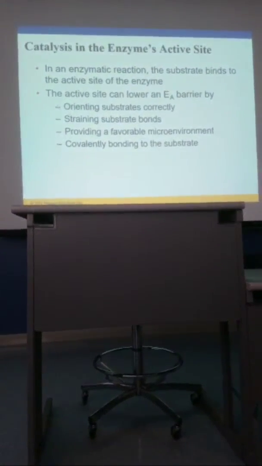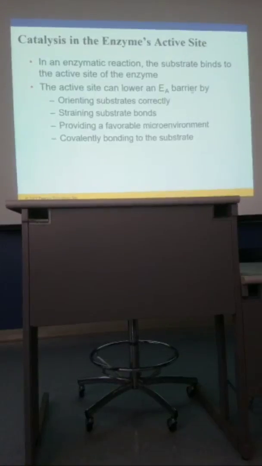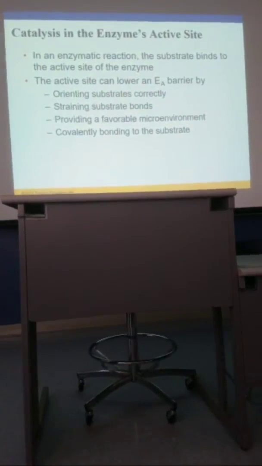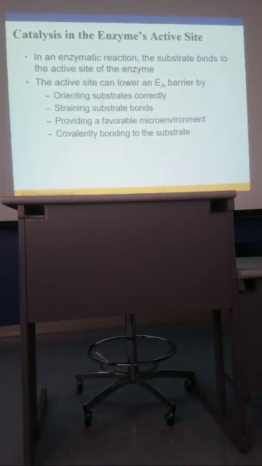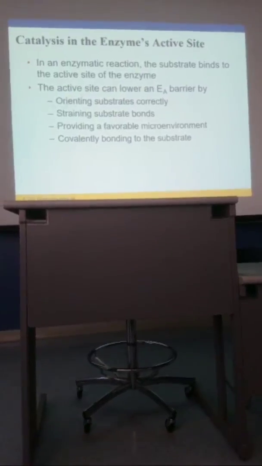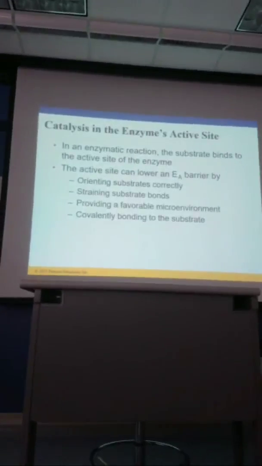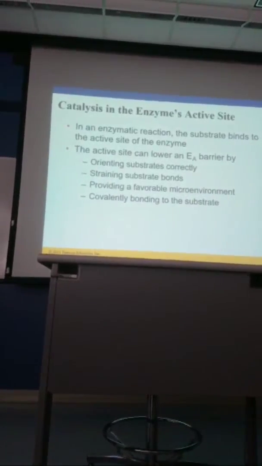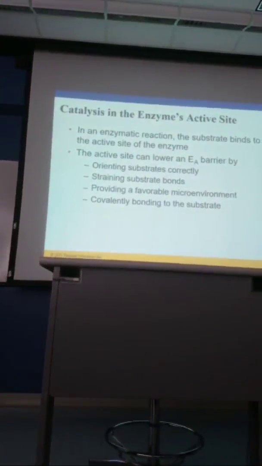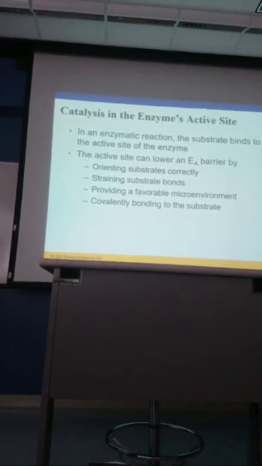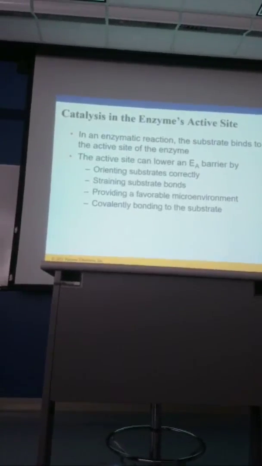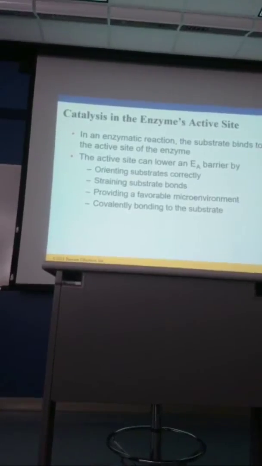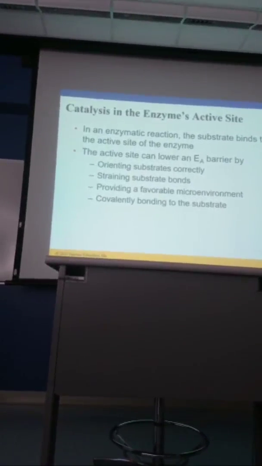Now, the active site can lower activation energy by these methods. You do need to remember them. I'll probably ask you what are the 4 methods that an active site can lower the activation energy. Orienting the substrates correctly, straining substrate bonds, providing a favorable microenvironment, and covalently bonding to the substrate.